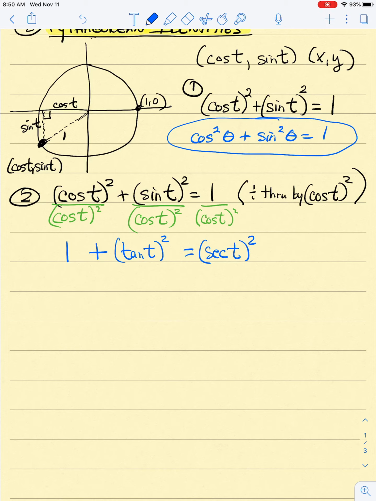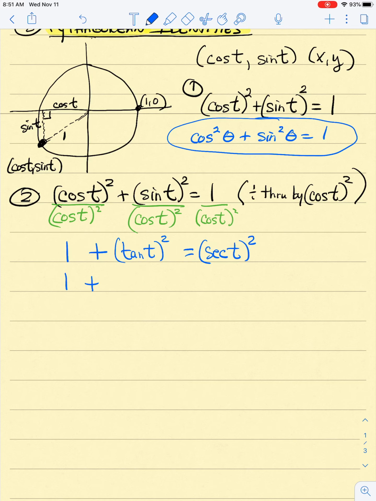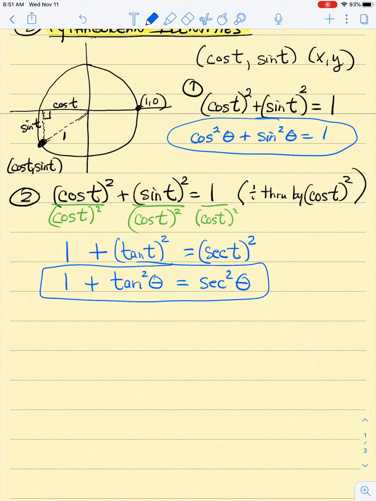I think maybe you're catching on to how I'm writing this, that the square on the outside is the same as if I were to write it as 1 plus tan squared theta equals secant squared theta. I'll get better at this someday. All right, so that's your second identity. This one's the first, this one's the second.